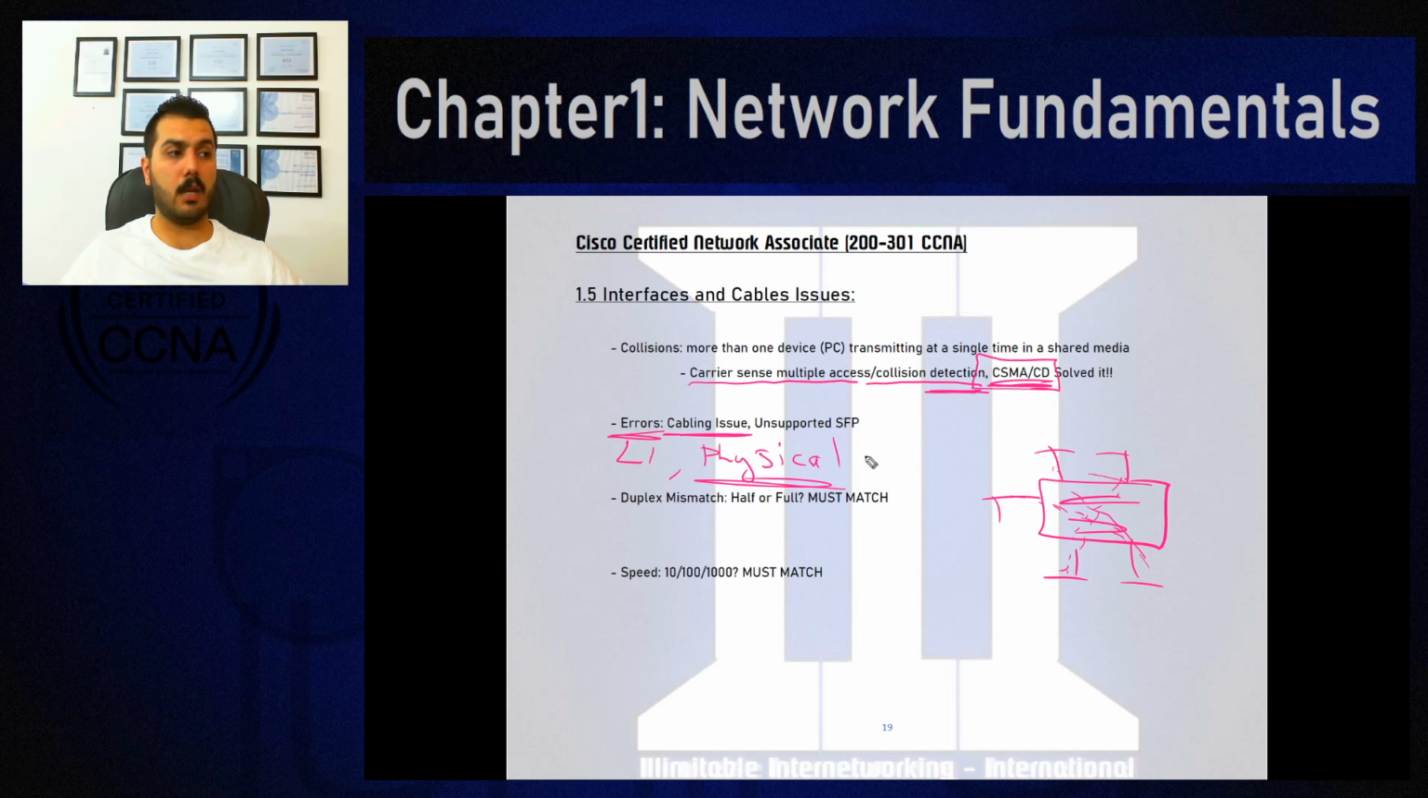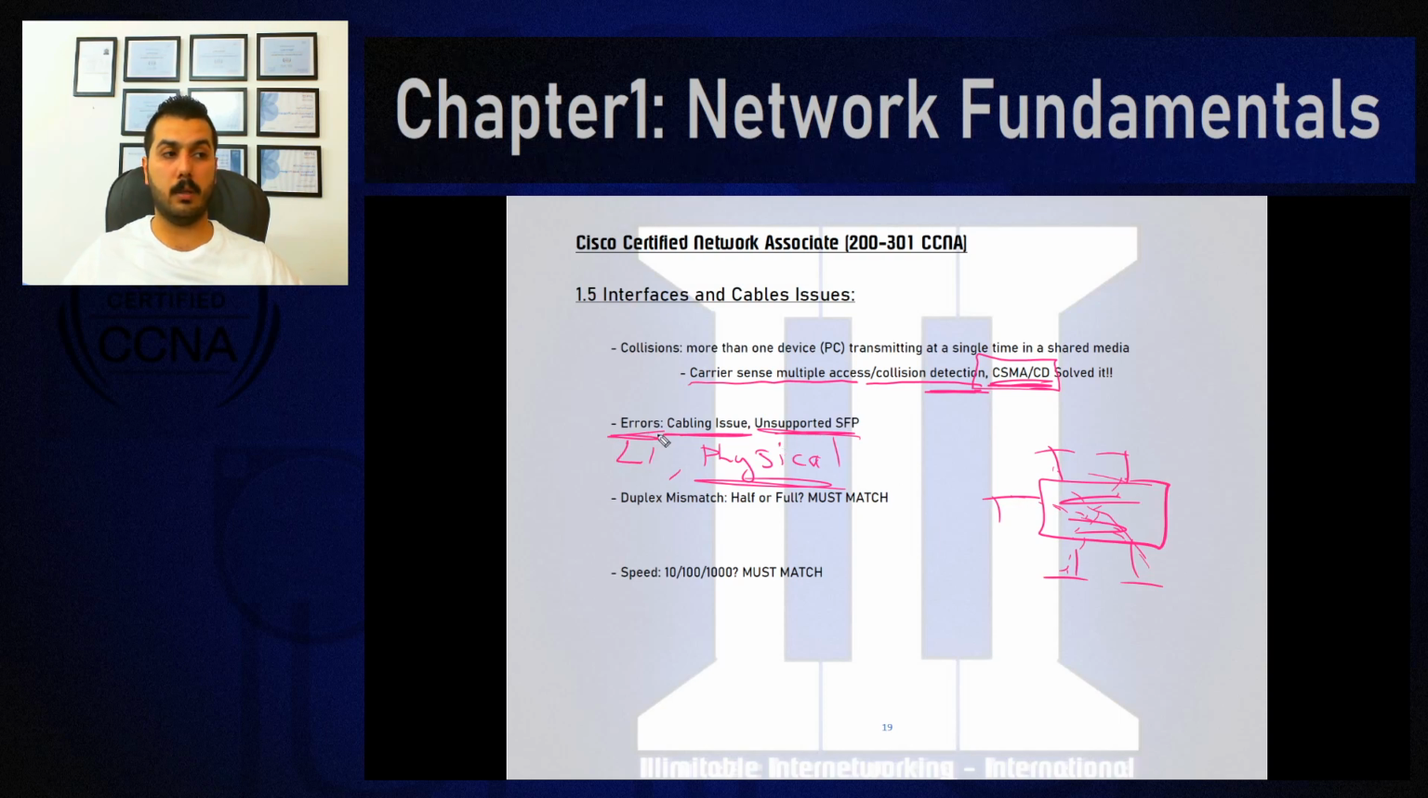In the SFP and optical fiber world, maybe the type of SFP is not supported on this device. Maybe the fiber cables are connected in reverse on the other end, and should be reversed again so they can operate.